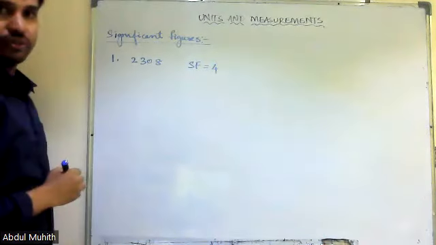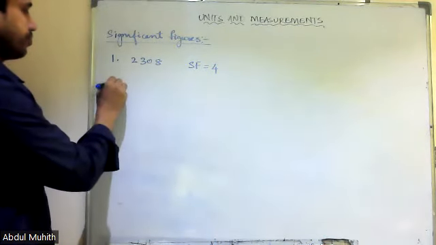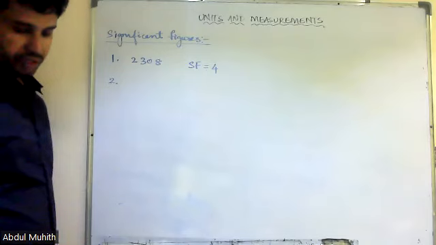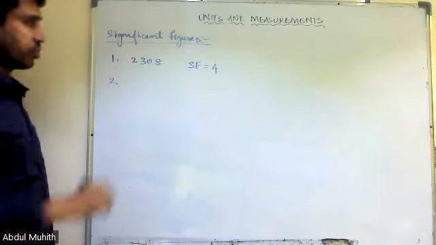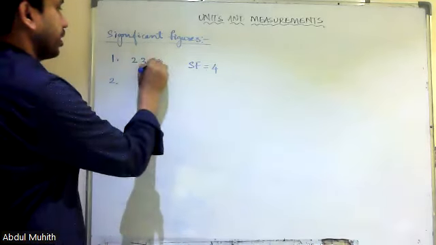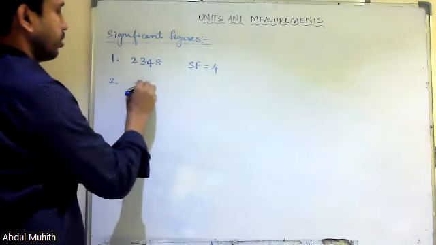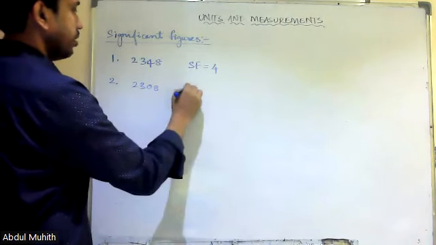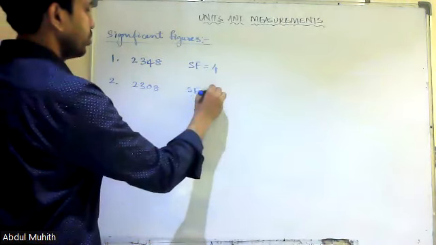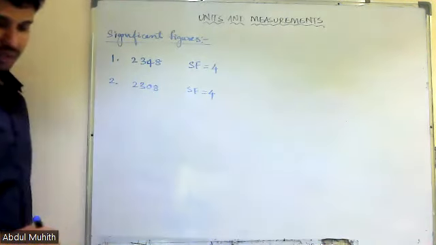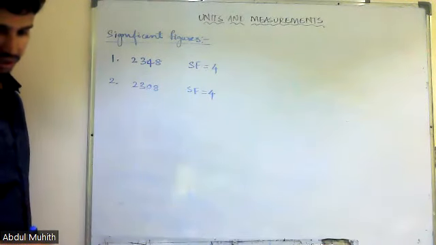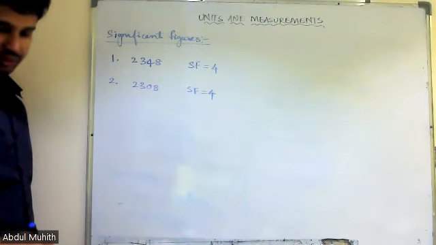Okay, the second one. All the zeros between two non-zero digits are significant. Example 2308. The zero between non-zero digits is also significant, no matter where the decimal point is.